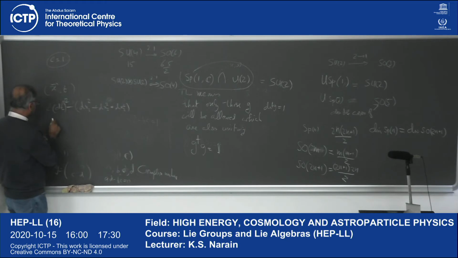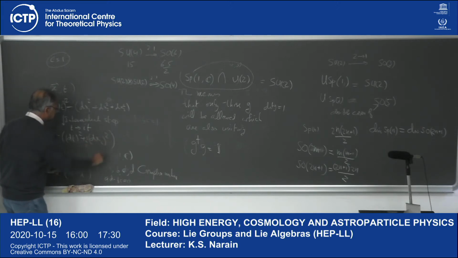Now, in the calculations many times, in the intermediate step, as a way to simplify the problem, you take t to go to i times t. So t is real, but this is purely imaginary. You do a continuation in the complex plane. Then the metric becomes simply, taking out the minus sign, which is not important, dt squared plus dxi squared.